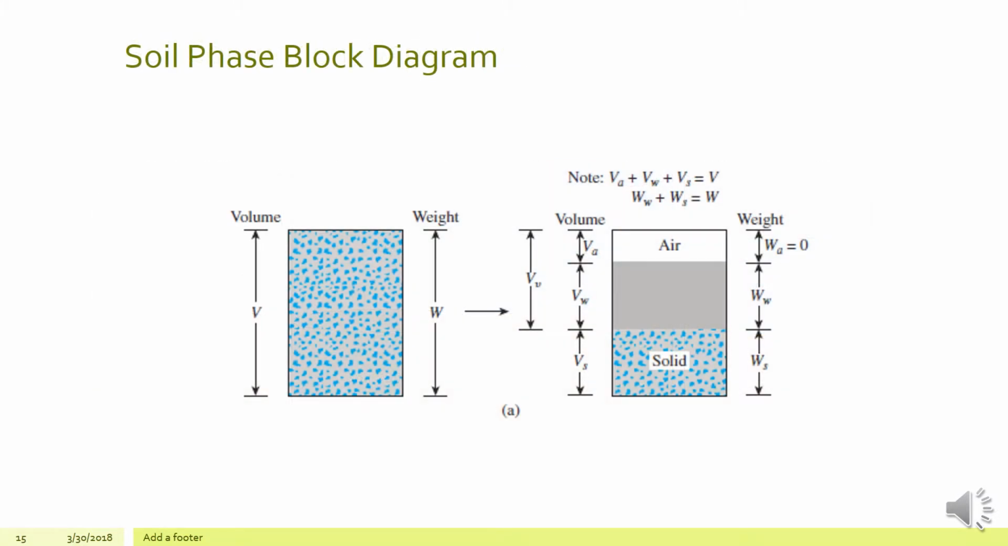And as we look at these relationships, it's important that we get an understanding through our soil phase block diagram. So of course we look at the volume and the weight off to the left here, but now we have what are our percentages in volumes. So we have our air, our water, and our solids. And what's the weight of our water and solids?